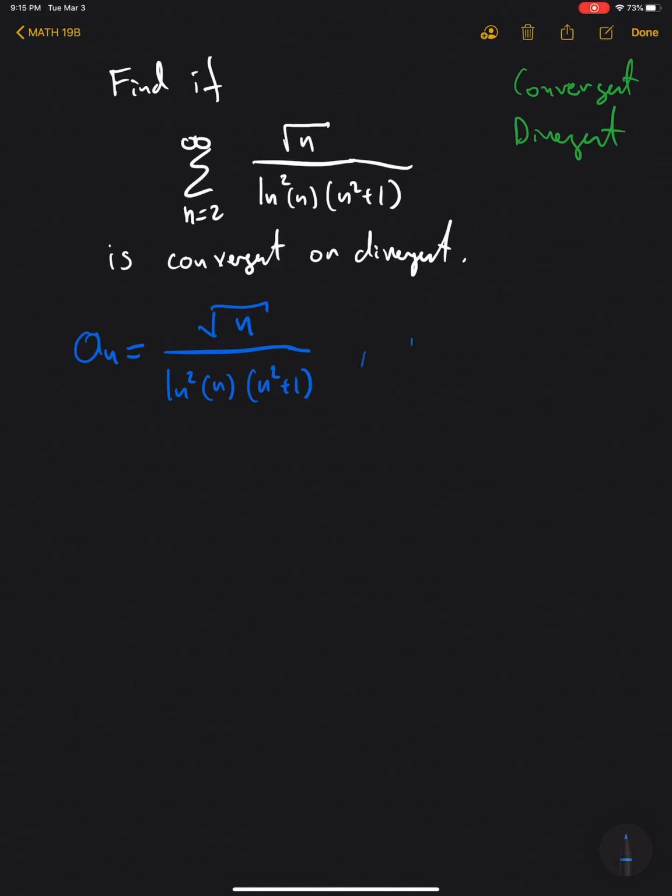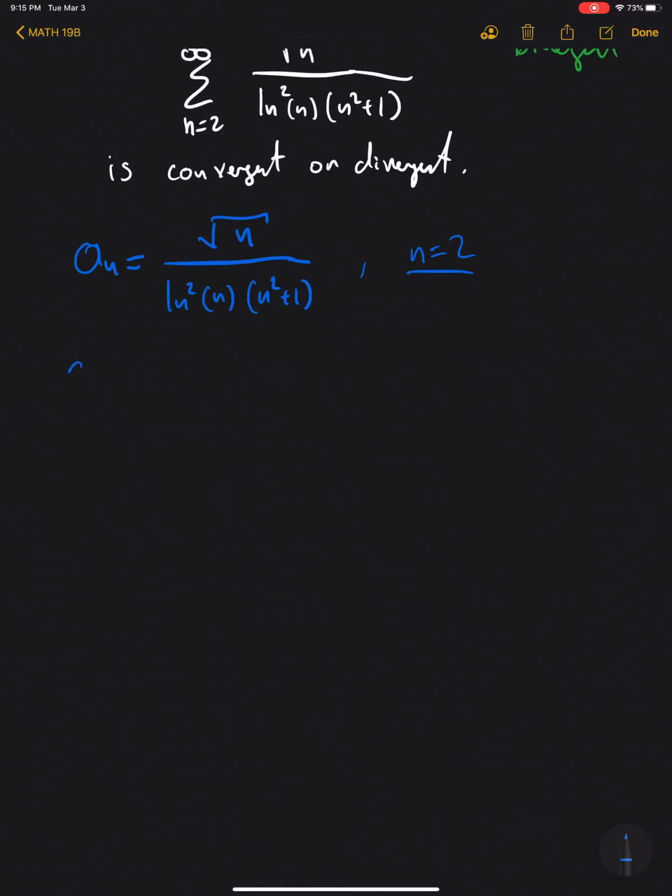Notice that this sequence starts from n equals 2, mainly to avoid dividing by 0 or having any weird number. So the very first term is a sub 2, which is the square root of 2 over natural log of 2 squared times 2 squared plus 1. Then the next term will be a sub 3, which is the square root of 3 divided by natural log of 3 squared times 3 squared plus 1, and so on.